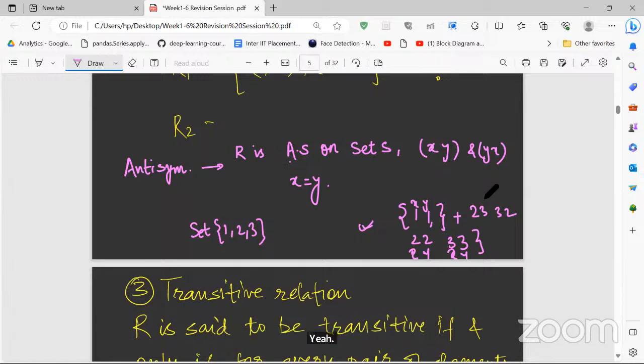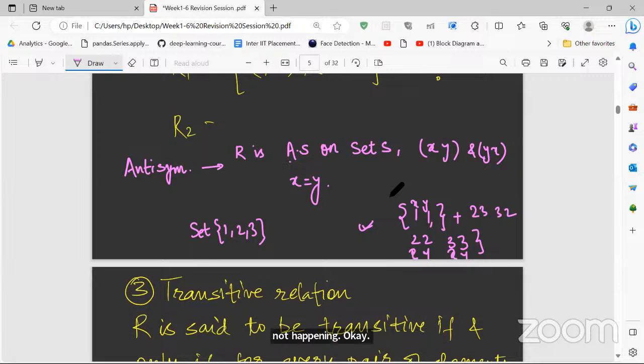So the identity relation is a subset. With 2, 3 and 3, 2, this becomes only a symmetric relation, right? Yeah, that is only a symmetric relation. That is not anti-symmetric. For anti-symmetric, you just have to see if x, y and y, x are present, then x should be equal to y. If that is not happening, it's not anti-symmetric. Nothing else you have to check.